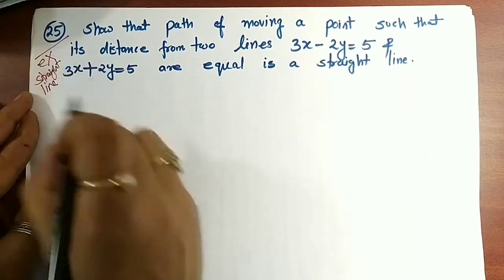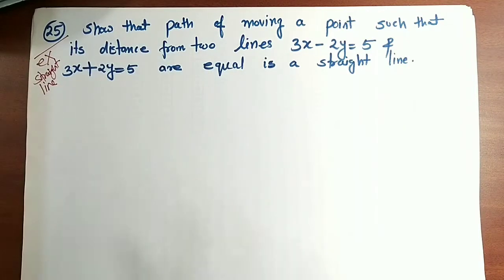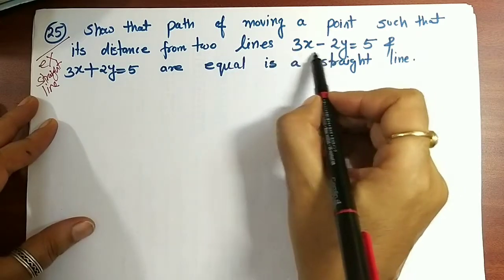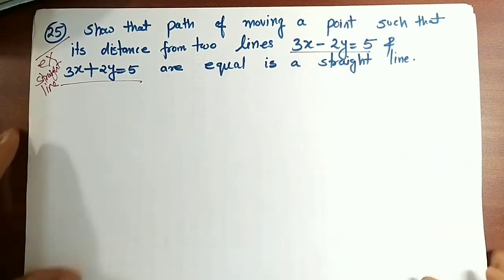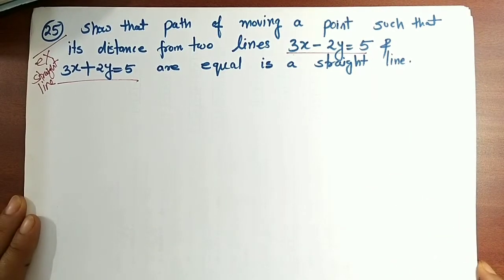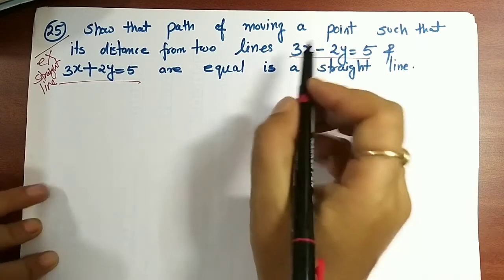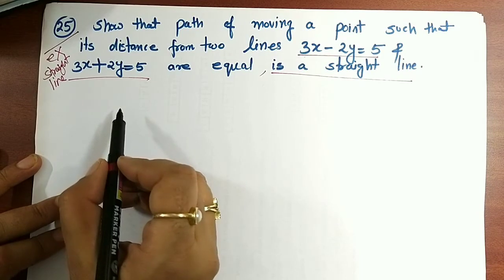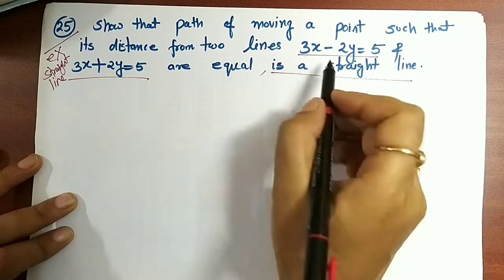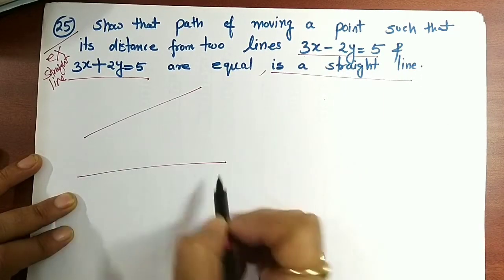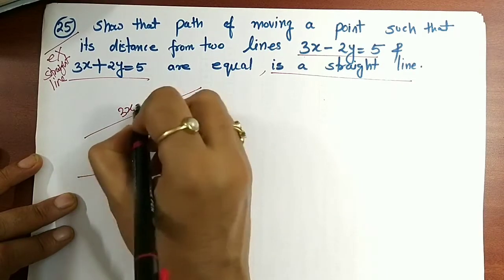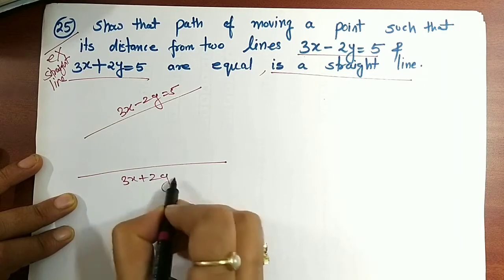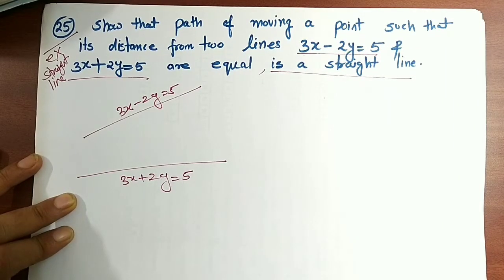Okay, so here is the question. Show that the path of a moving point such that its distance from these 2 lines are equal is a straight line. So suppose there are 2 lines. There could be any 2 lines. First line is 3x minus 2y is 5 and this is 3x plus 2y is equal to 5.